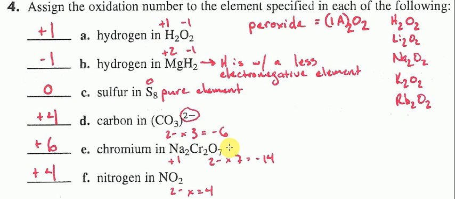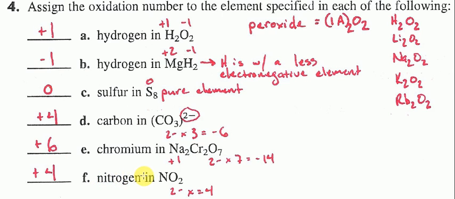Then chromium in, what's this? Sodium dichromate. Let's start with the oxygen, -2. There are 7 of them. That's a total of -14. And then there are 2 sodiums, each coming in at +1 because they're in main group 1. If I wanted to completely balance this out, these 2 chromiums need to supply a total of +12. But there are 2 chromiums doing that, so each individual chromium is going to supply a +6.